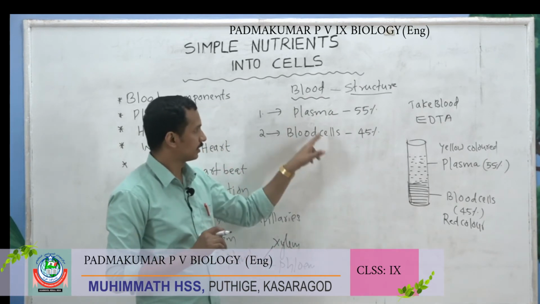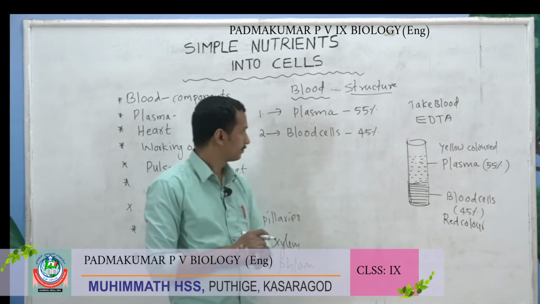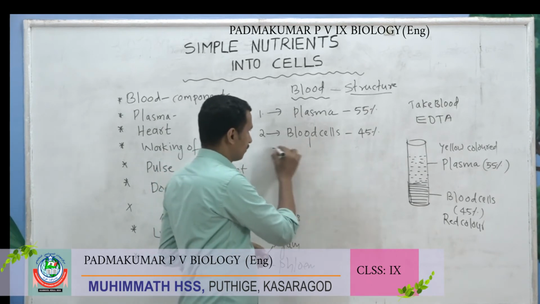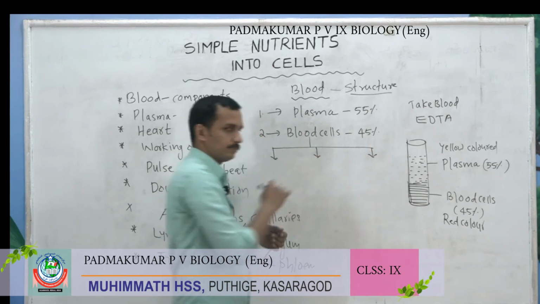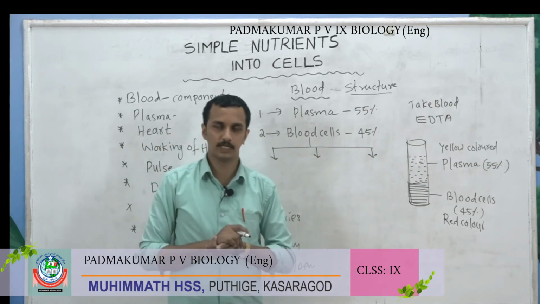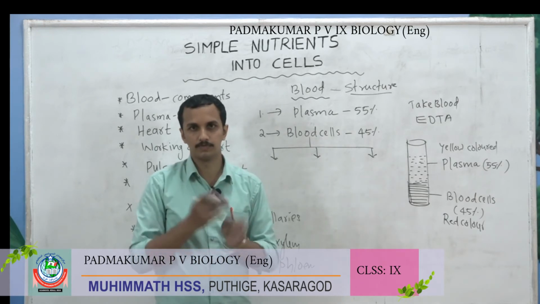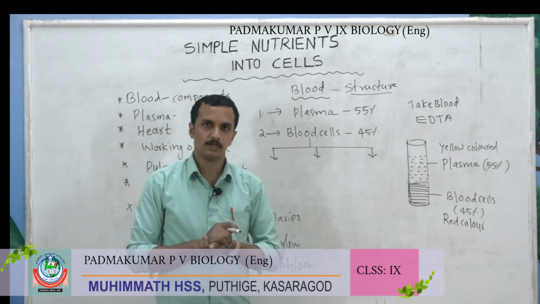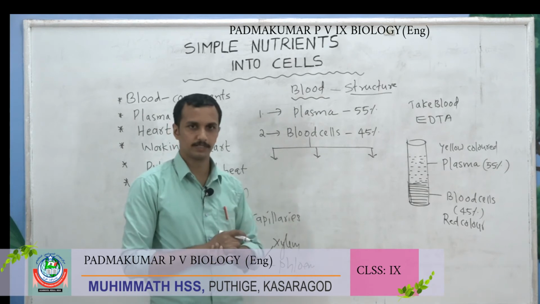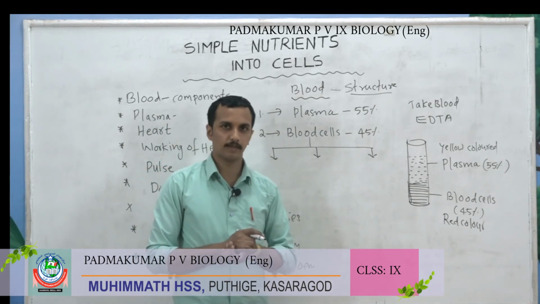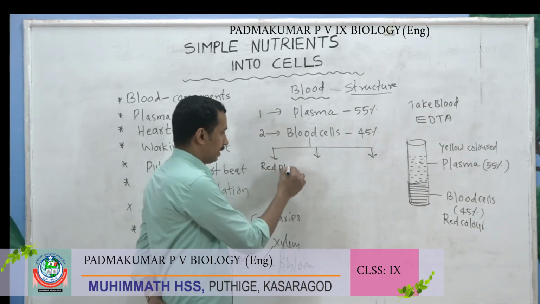So you already learned that blood contains plasma and blood cells. Now let us discuss what are the different types of blood cells. Any idea about the different types of blood cells? You already studied in 8th standard, or you may have learned in different textbooks or different media. So there are 3 types of blood cell. The first blood cell is known as red blood cell.